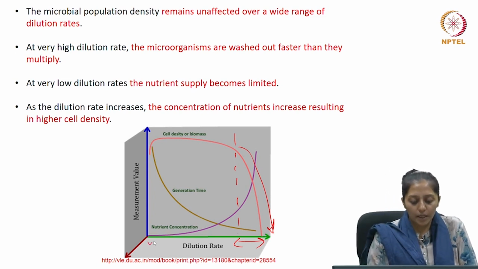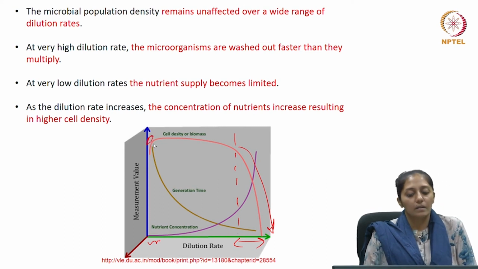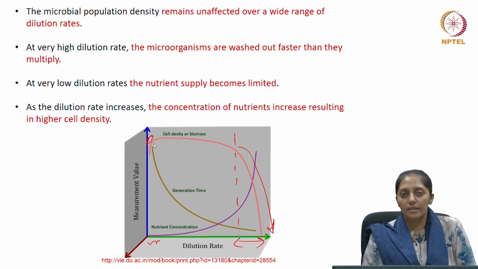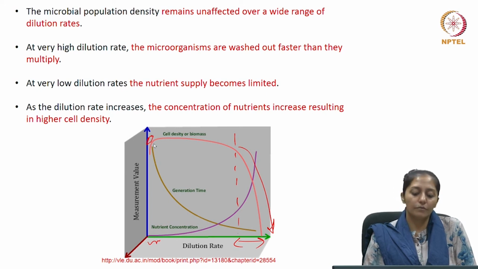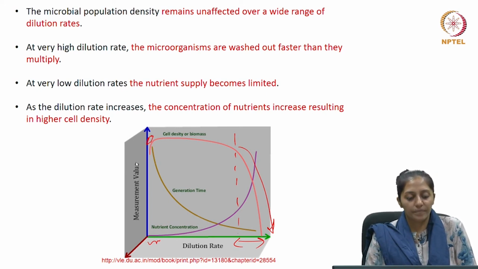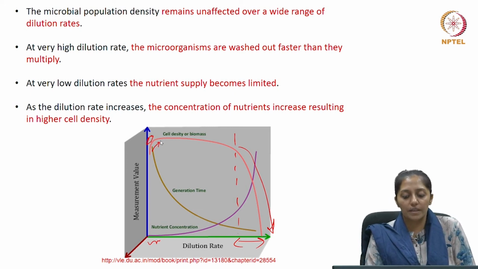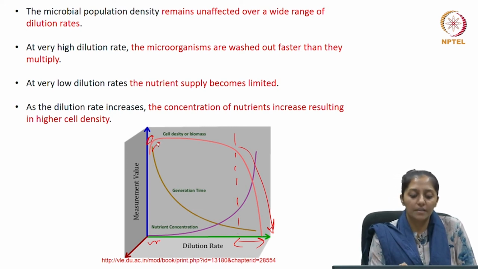Similarly, at very low dilution rates here, again the nutrient supply becomes limited and therefore the biomass concentration is less. As the dilution rate increases, the concentration of the nutrients increases, resulting in higher cell density, and then over a wide range there is not much significant change before the washout happens.